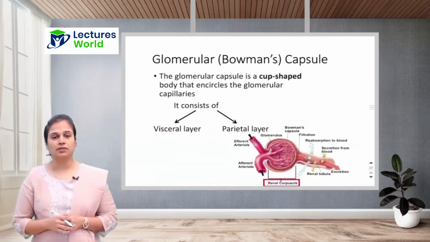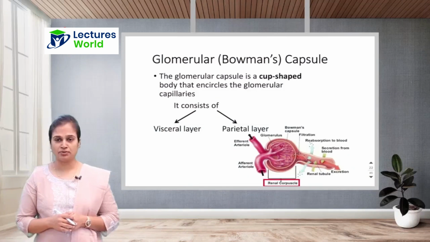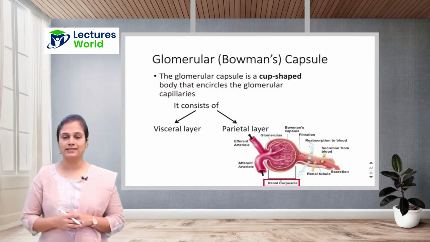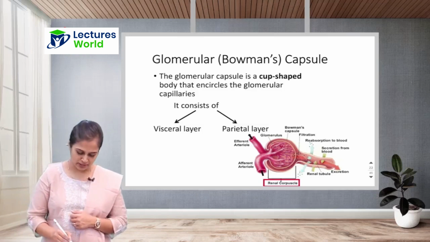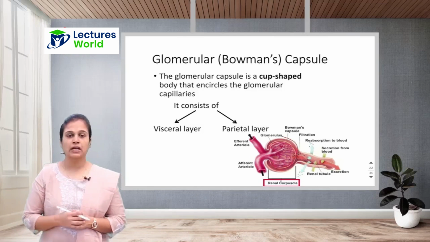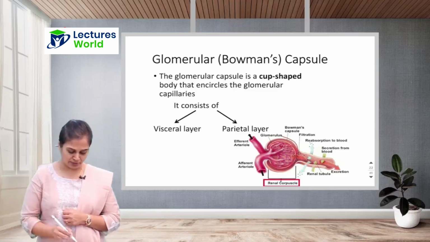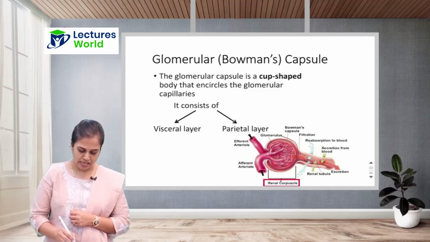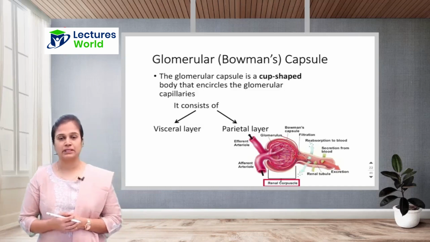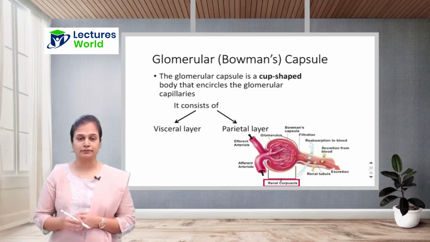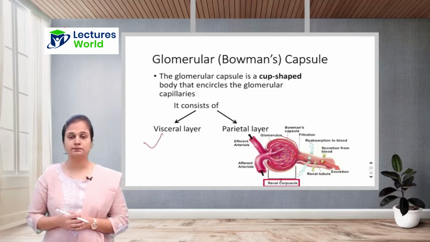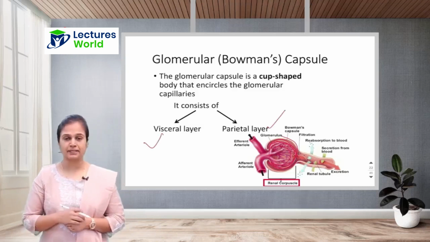Now we will talk about the glomerular capsule, also called Bowman's capsule. The glomerular capsule is a cup-shaped body that encircles the glomerular capillaries. You can see these are the capillaries and this capsule encircles the capillaries, and it consists of two layers. One is the visceral layer and the second is the parietal layer.